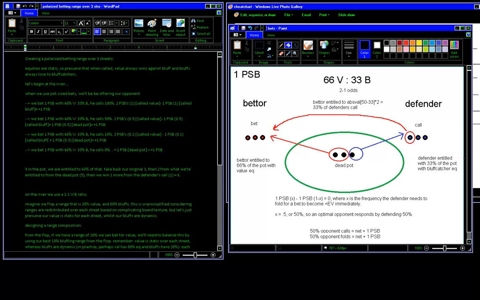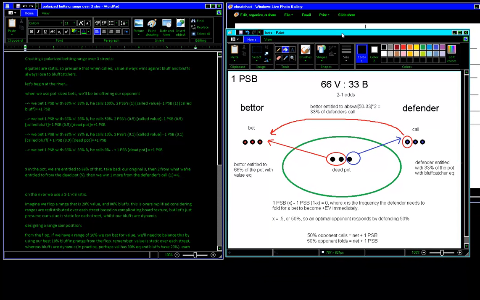So, without further ado, we'll jump in here. Okay, so we're faced with a problem, and that is being able to create a polarized betting range over three streets given a static sizing. Off the bat, that might seem a little overwhelming, but hopefully I can demonstrate everything as concisely and as coherently as possible, and we can run through all of the components of it.